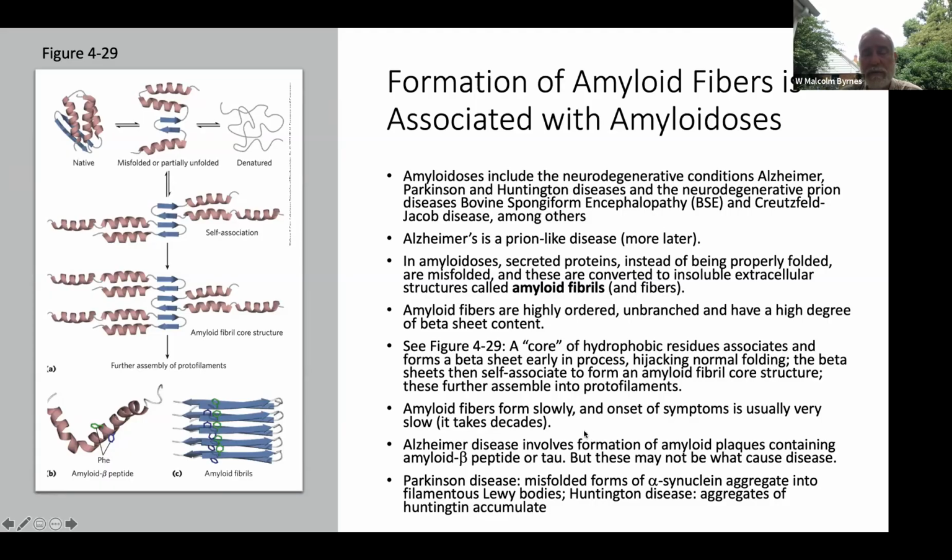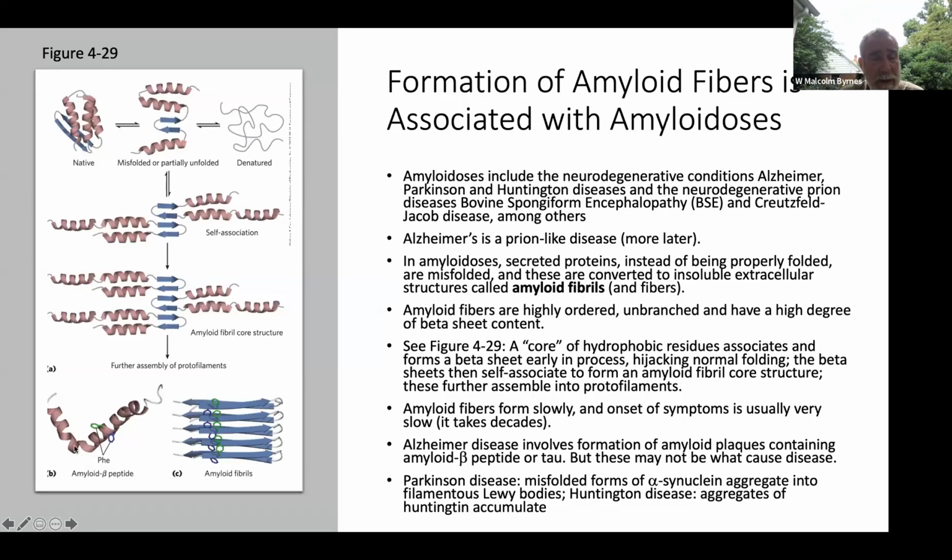Amyloid fibers form slowly, and the onset of symptoms is usually very slow. It takes decades. So for these amyloidoses, it's usually a very slow onset process. Alzheimer's disease involves formation of amyloid plaques containing amyloid beta, also known as A beta, peptide, and/or the tau protein. So it forms these amyloid plaques of amyloid beta peptide or tau. Now, these may or may not be what causes disease.